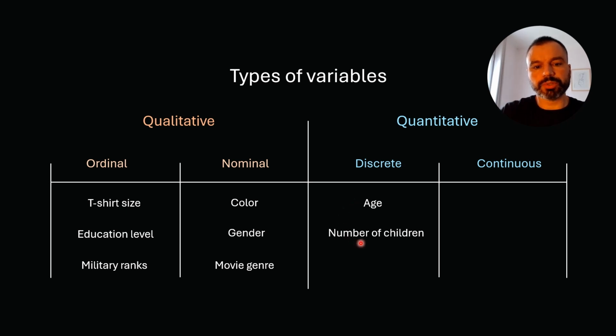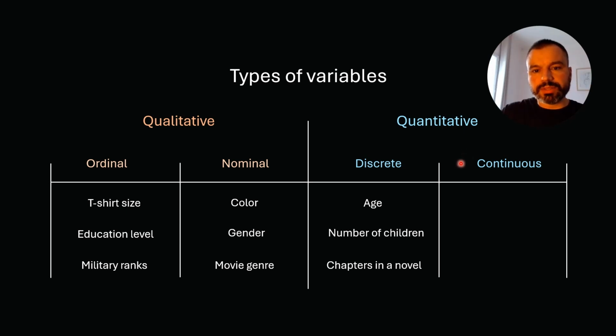Number of children. A person cannot have 2.5 children. A person can either have 1, 2, 3, or more children, but the number of children will always be expressed with whole numbers, with integers. Same for chapters in a novel. The number of chapters in a novel is expressed with whole numbers.